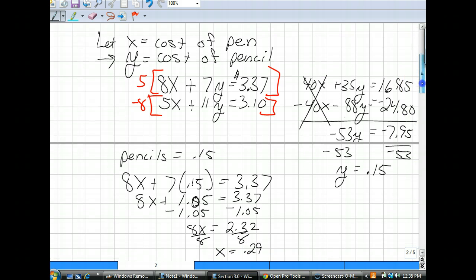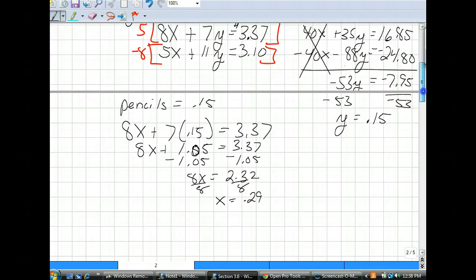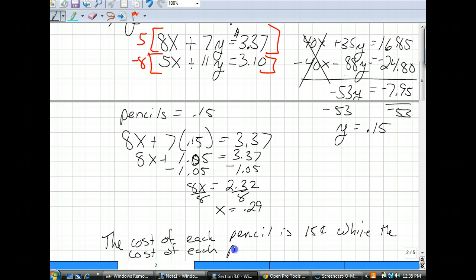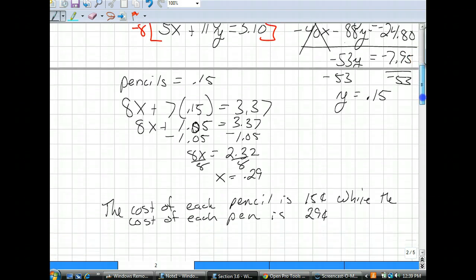So then the question is, how much does each cost? So now you need to answer the question with a sentence. The cost of each pencil is 15 cents, while the cost of each pen is 29 cents. Okay, so you must answer the question in a complete sentence, right? So that's a very, very common type of question.